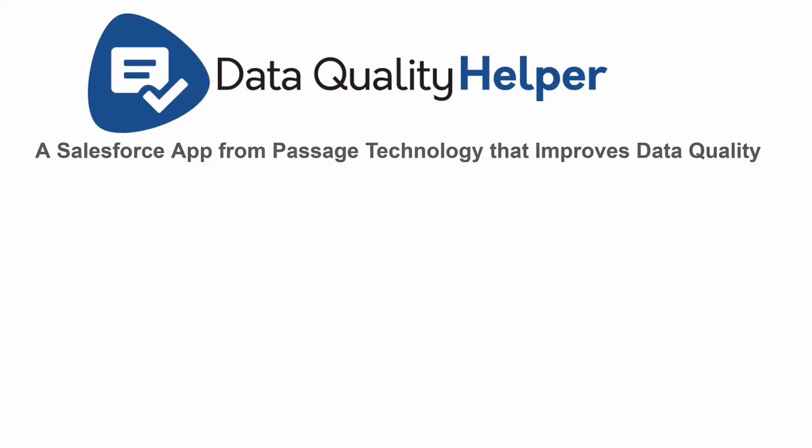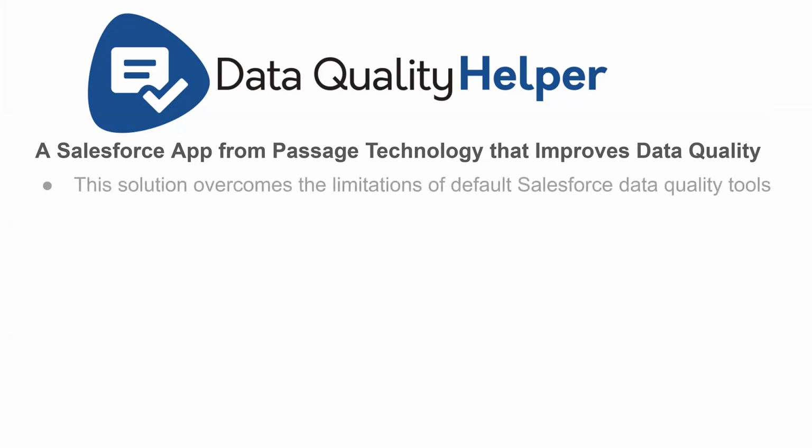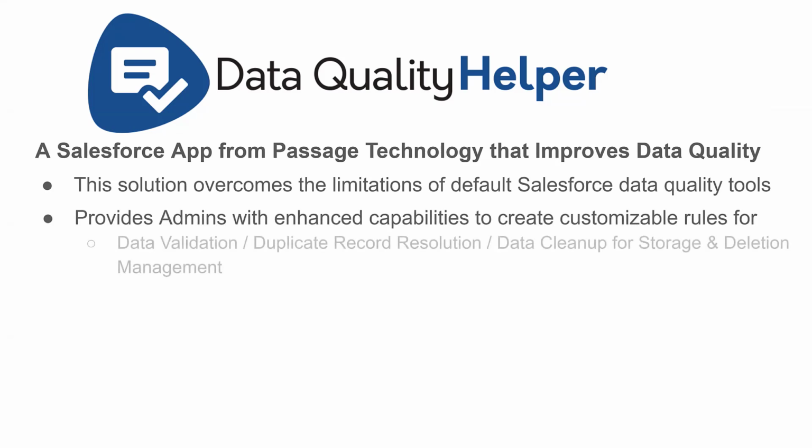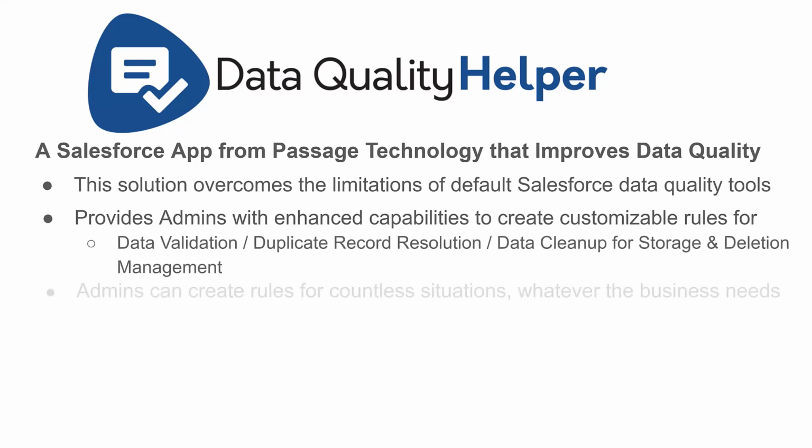Data Quality Helper is a Salesforce app from Passage Technology that improves data quality. This solution overcomes the limitations of default Salesforce data quality tools by providing admins with enhanced capabilities to create customizable rules for data validation, duplicate record resolution, and data cleanup for storage and deletion management.